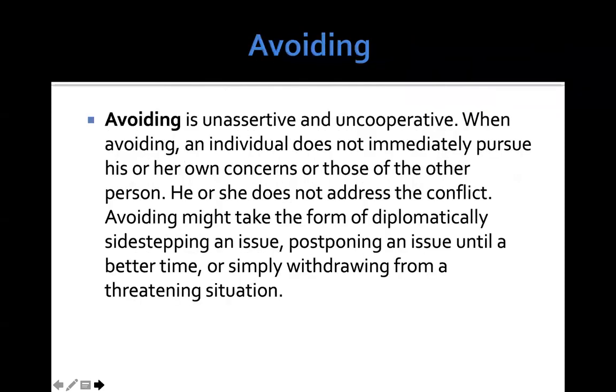Avoiding, and here I am, this is putting other people's needs and your needs aside, being very unassertive and being very uncooperative. So when avoiding, an individual does not immediately pursue his or her own concerns or those of the other person. He or she does not address the conflict. Avoiding might take the form of diplomacy, sidestepping an issue, postponing an issue until a better time, or simply withdrawing from a threatening situation.